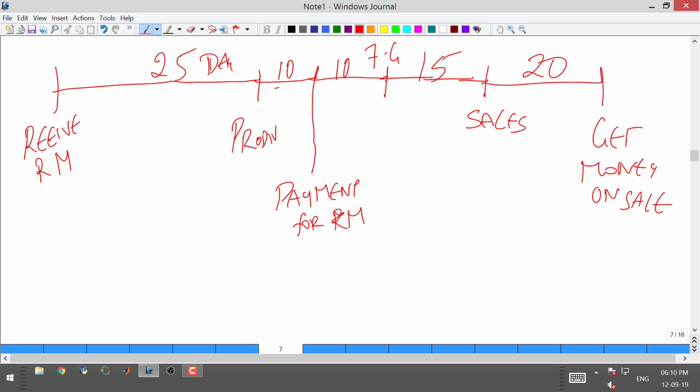That is, I receive the goods and issue for production, 25 days is the average, and then production to finished goods is about 10 days, and at the end of 10 days payment falls due. From finished goods to sale it takes 15 days, from the sale to receiving the money it takes 20 days. Now what is the operating cycle of this company?